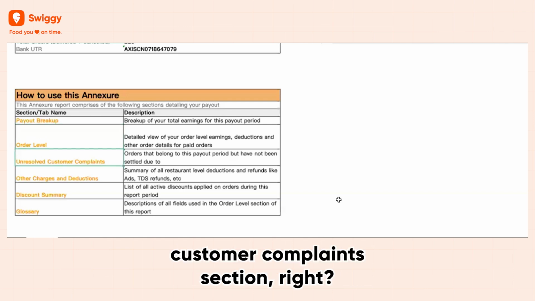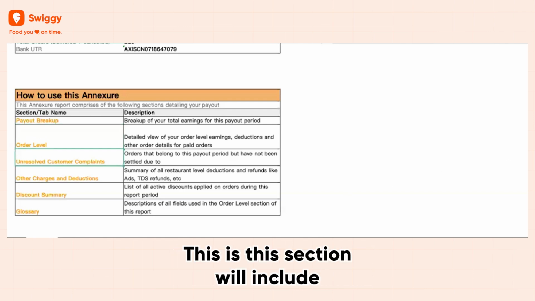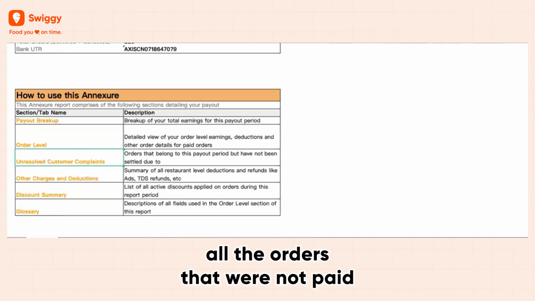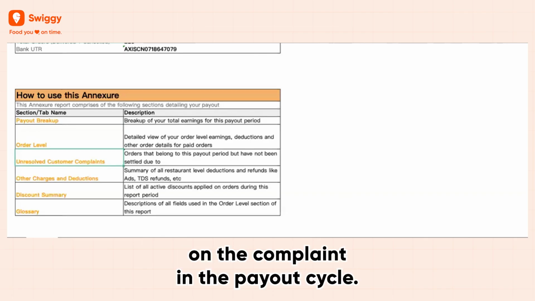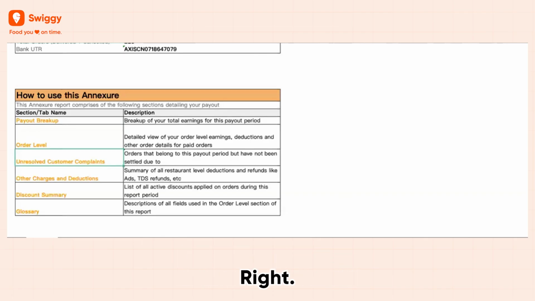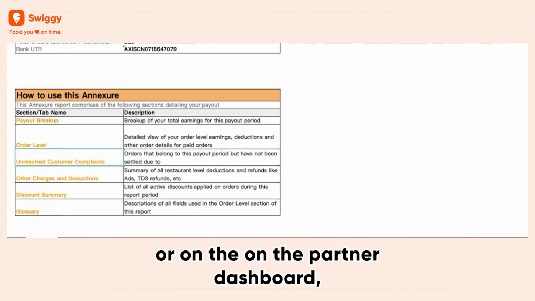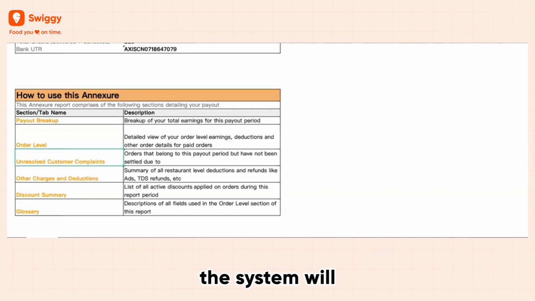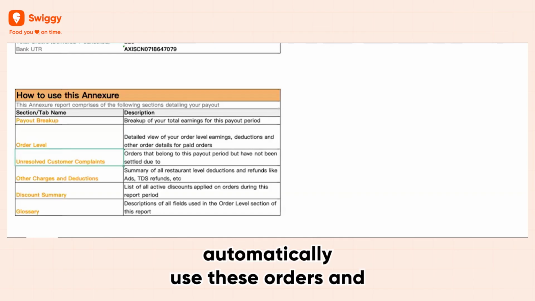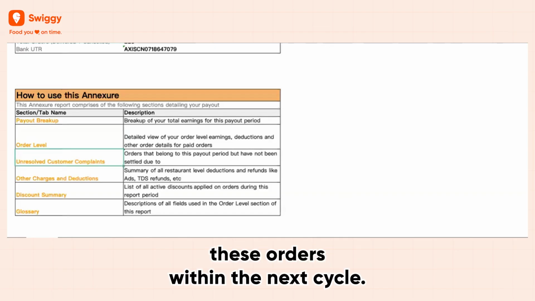Then there's the unresolved customer complaint section. This section will include all the orders that were not paid because no action was taken on the complaint in the payout cycle. Once you resolve them on the app or on the partner dashboard, in the next cycle, the system will automatically pick up these orders and settle them with you in the next cycle.